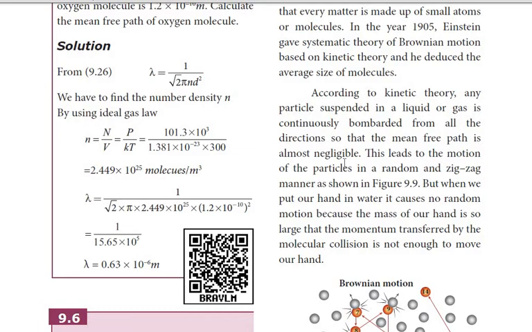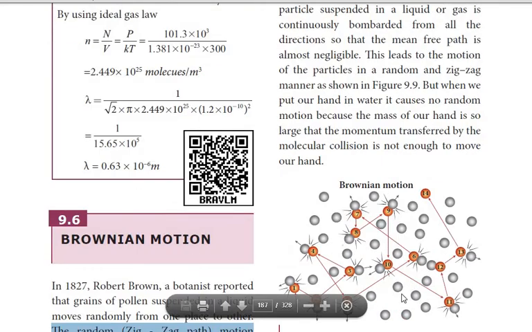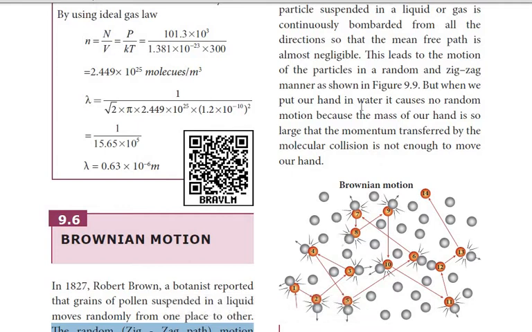Because mean free path means that after successive collisions all the molecules should move in a straight line. But here there is no chance of moving in a straight line. So when we neglect that, this leads to motion of the particles in a random and zigzag manner. Look at this diagram: after the collision, the object moves in a random manner.